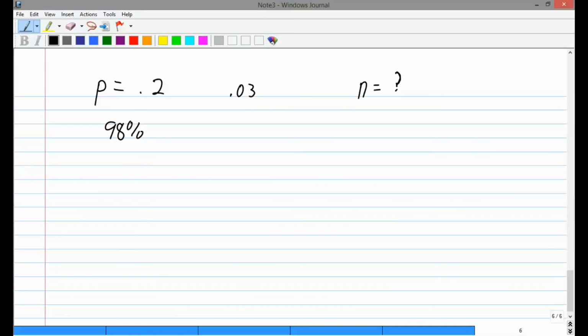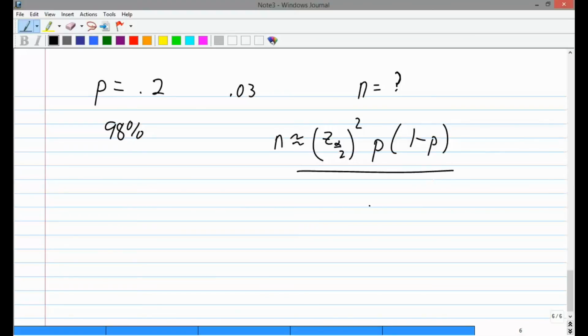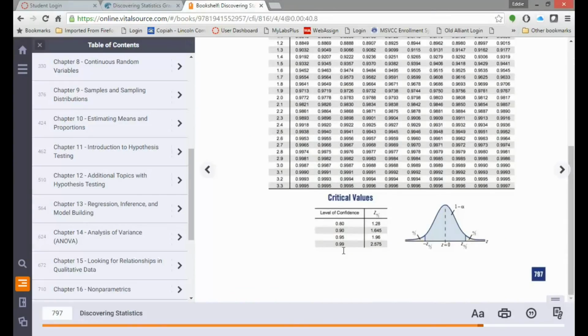Chapter 10. So n is approximately z sub alpha over 2 squared times p times 1 minus p, divided by the margin of error squared. So where do we get our critical value from? Table. Go to this little cheat sheet. You don't see it there. Okay, so that means we're going to have to calculate it.